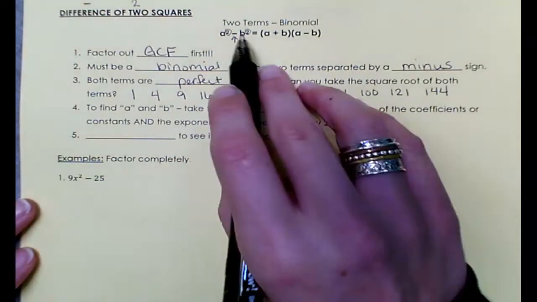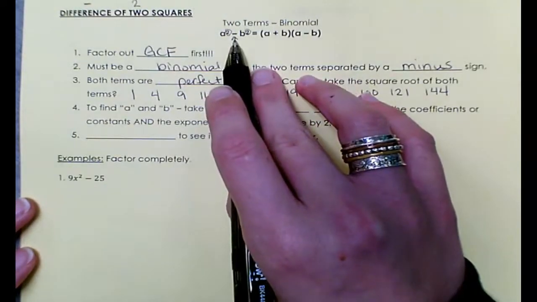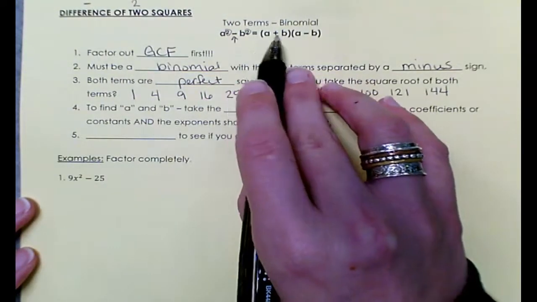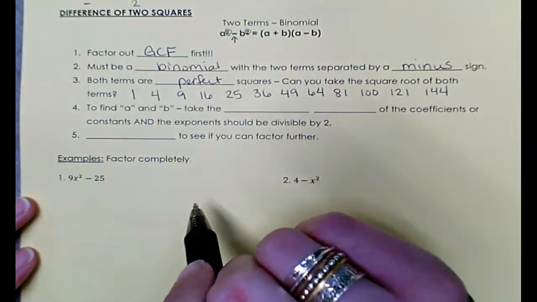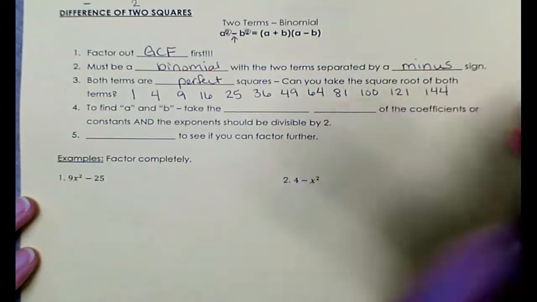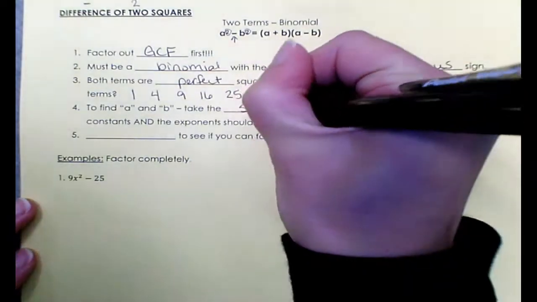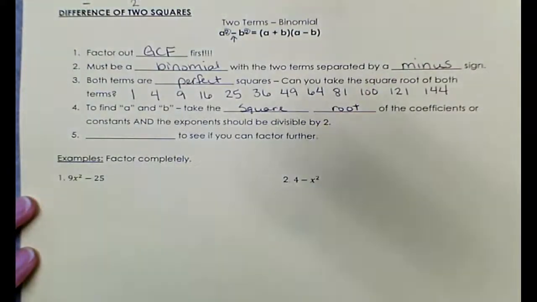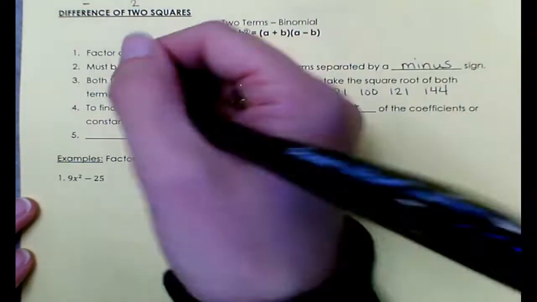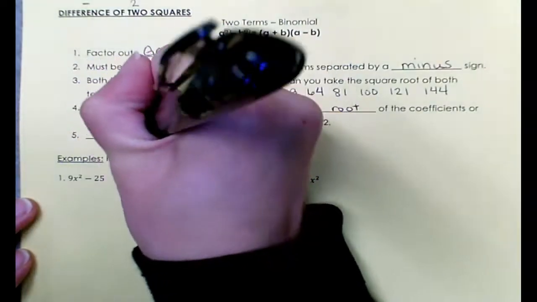So notice that if you have this format, your answer has A's and B's, but you had A squareds and B squareds in your problem. So to find A and B, you've got to take the square root of the coefficients or the constants. And the exponents need to be divisible by 2, because if you square root them, then you're really dividing exponents by 2. And finally, just check to see if you can factor any further. Always a good idea.